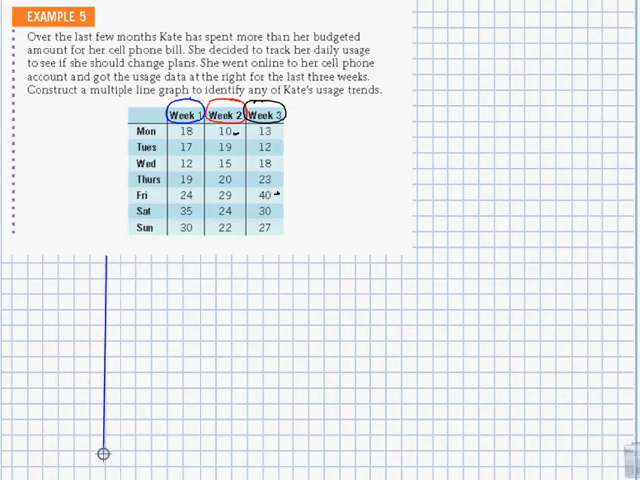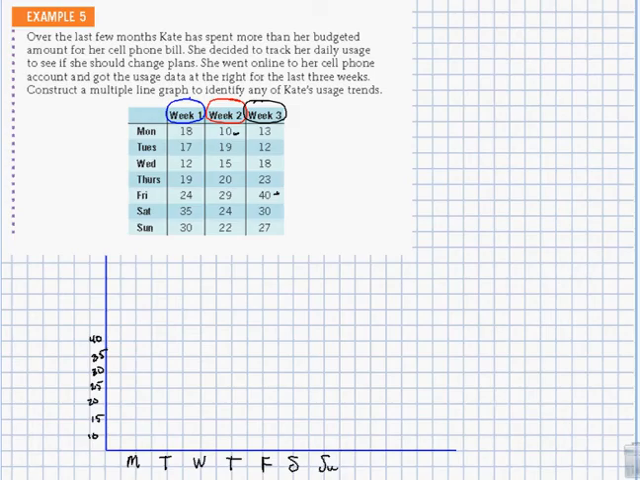So here's my dollar line and my days of the week line. Monday, Tuesday, Wednesday, Thursday, Friday, Saturday, and Sunday. And I need to go between 10 and 40. So I'm going to go by 5. So 10, 15, 20, 25, 30, 35, 40. Okay.